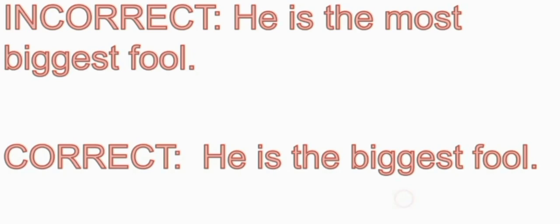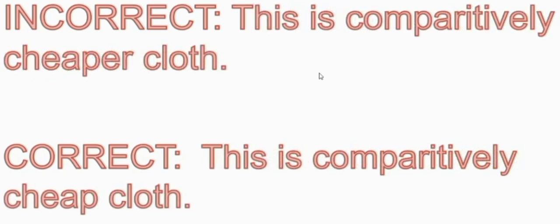Next incorrect sentence is "This is comparatively cheaper cloth." So cheaper is the comparative degree, but here the meaning will be wrong with these words. So this word cheap should be the positive degree word.